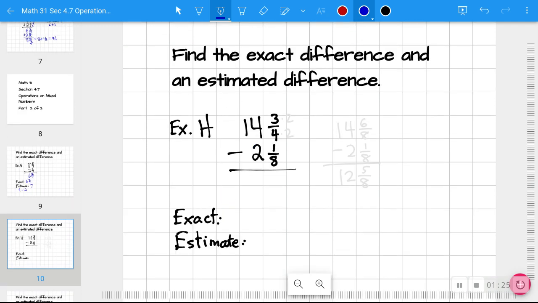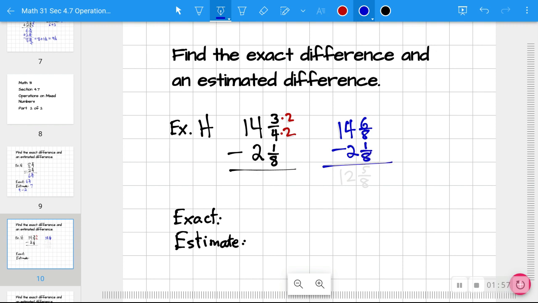Okay, example H, same instructions. So what we notice here is that the denominator here, 8, and the other denominator, 4, are not common. They don't match. So if we multiply the top and bottom by 2, it'll give us an 8 on the bottom, which is what we desire. So let me now copy this problem over here on the side. So we have 14 and 6/8 minus 2 and 1/8.